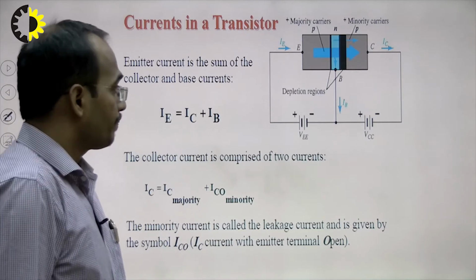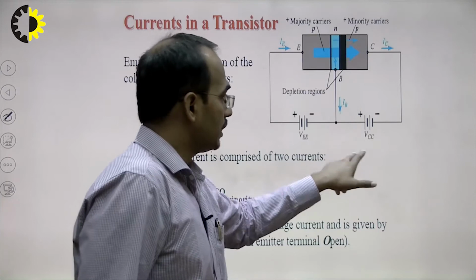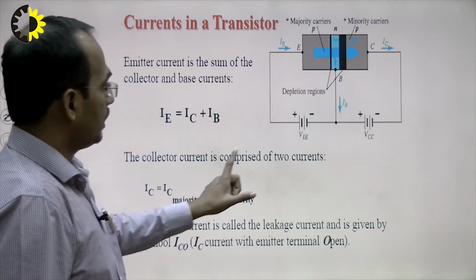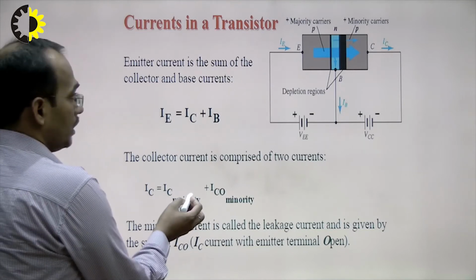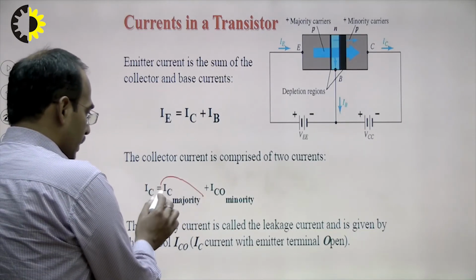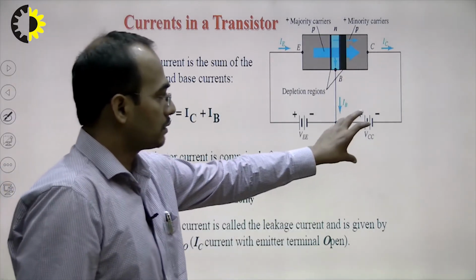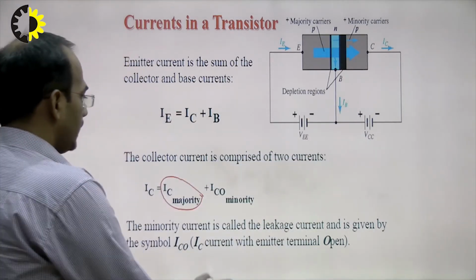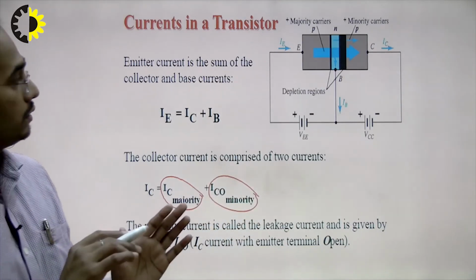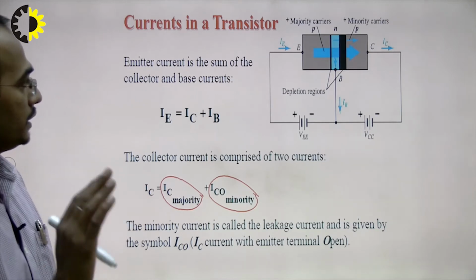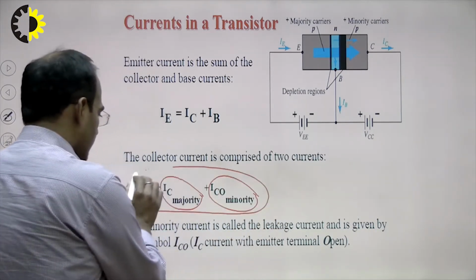One more thing, if I consider the reverse bias condition also. In case of forward bias, when the emitter base junction is forward bias, the current IC will be equal to IC majority, and when I consider the reverse bias condition also, then the total collector current for a transistor operating in active mode will be IC is equal to IC majority plus IC minority.